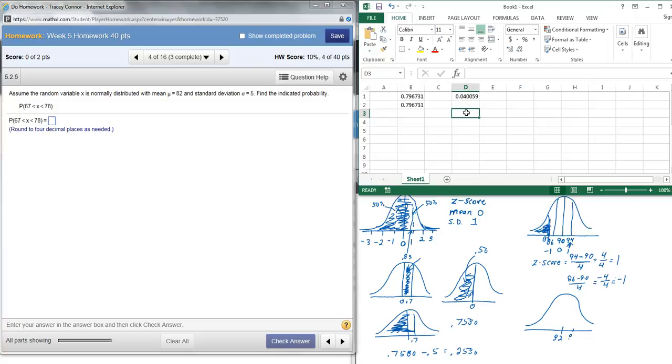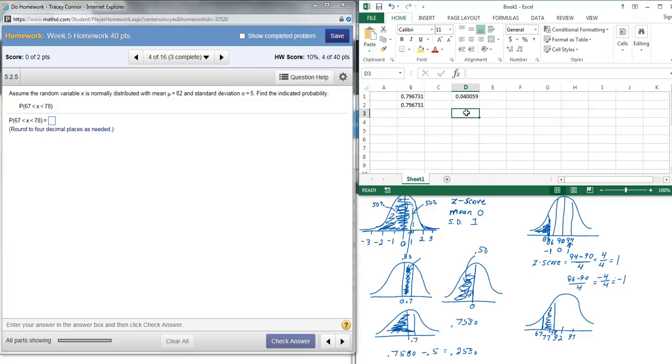I always like to throw 1 in. So I added 5, and I will subtract 5. So we're looking for the probability between 78. So we're over here somewhere. So this would be 78. And then 67 would be over here. So we're looking for the probability in between here.